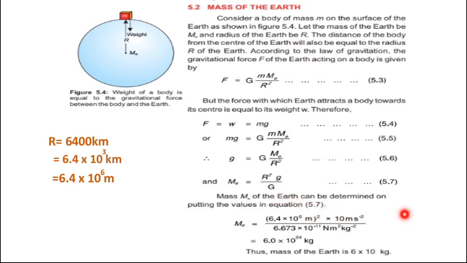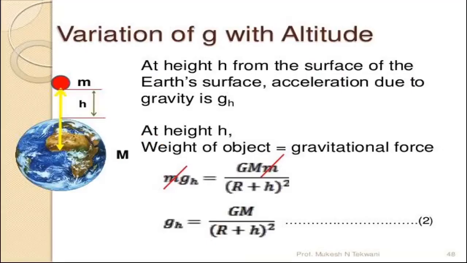Now the next topic we have here is the variation of g with altitude. Variation means change and altitude is height above the sea level. In the previous topic, we were saying that a body of mass m was placed at the surface of the earth. What will happen if we move the body away from the surface of the earth? Let's say I am placing an object at the height h from the surface of the earth.